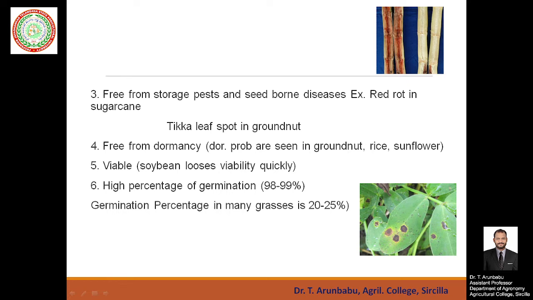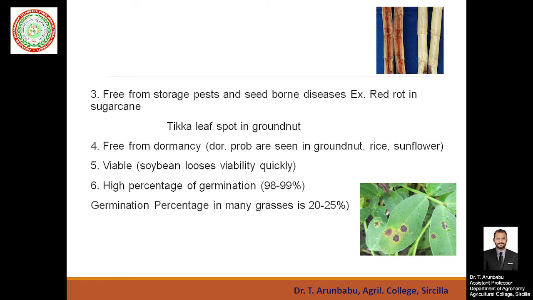For example, red rot in sugarcane. So you can observe this type of disease symptoms in the case of sugarcane. The seed material should be free from this red rot, free from these seed-borne diseases, and tikka leaf spot in groundnut. So you can observe these leaf spots on the groundnut. The seed material should be free from seed-borne diseases. Another one, the material should also be free from dormancy.